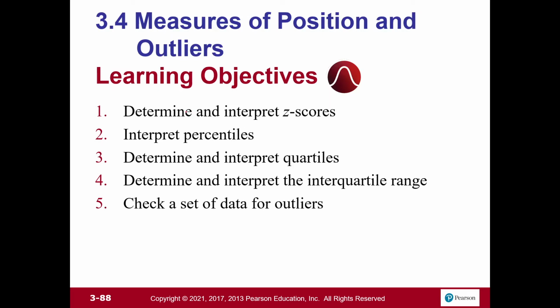We're now going to jump ahead. We skip section 3.3. It's just not a part of our study. We're going to look at 3.4, the measures of position and outliers. And then we'll also finish the discussion with 3.5.